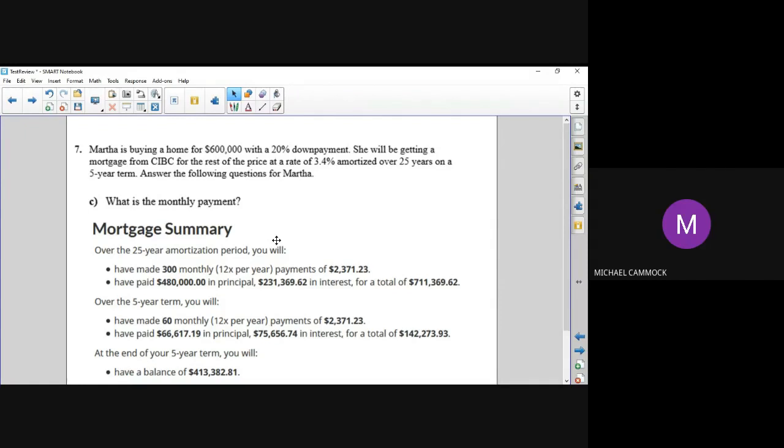Right. So let's get the mortgage payment summary now. I went to the website and I copied what they have. So again, here's the situation. She's buying a house for $600,000. Go back to the slide before.